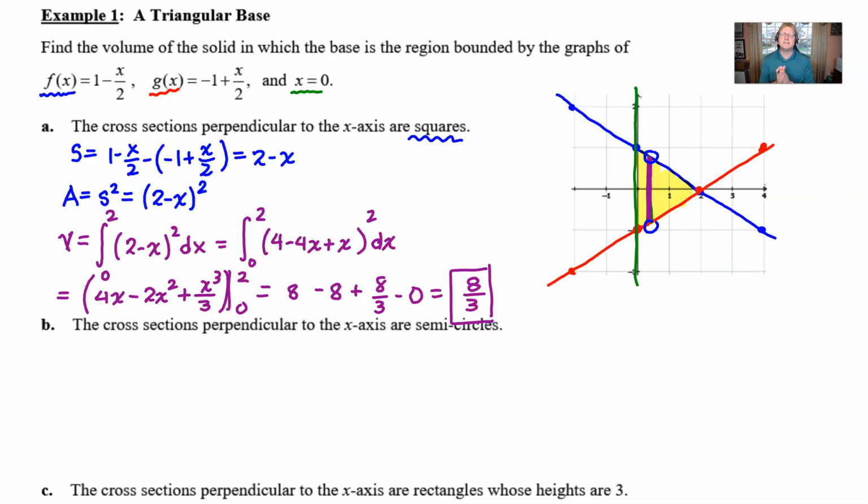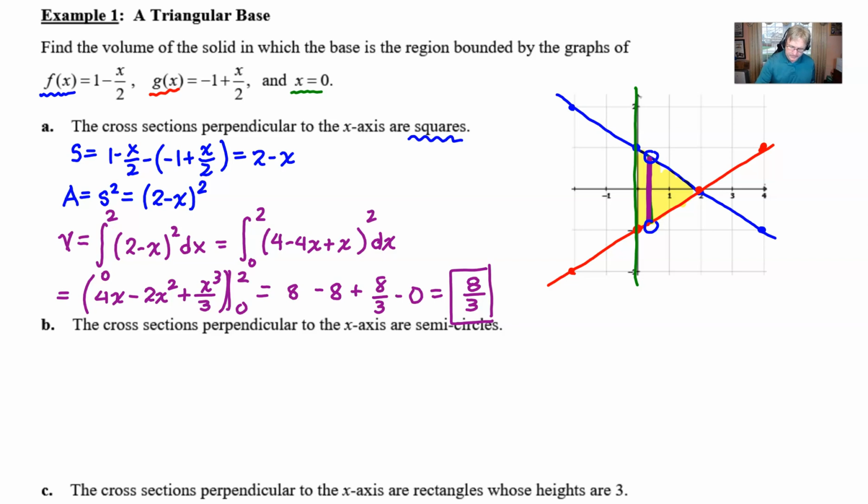So if you remember from example 1, part A, we started with the situation where we had our enclosed region bounded by these three graphs. There's the sketch. And we found that the representative length here across the top to the bottom had a distance of 2 minus x.